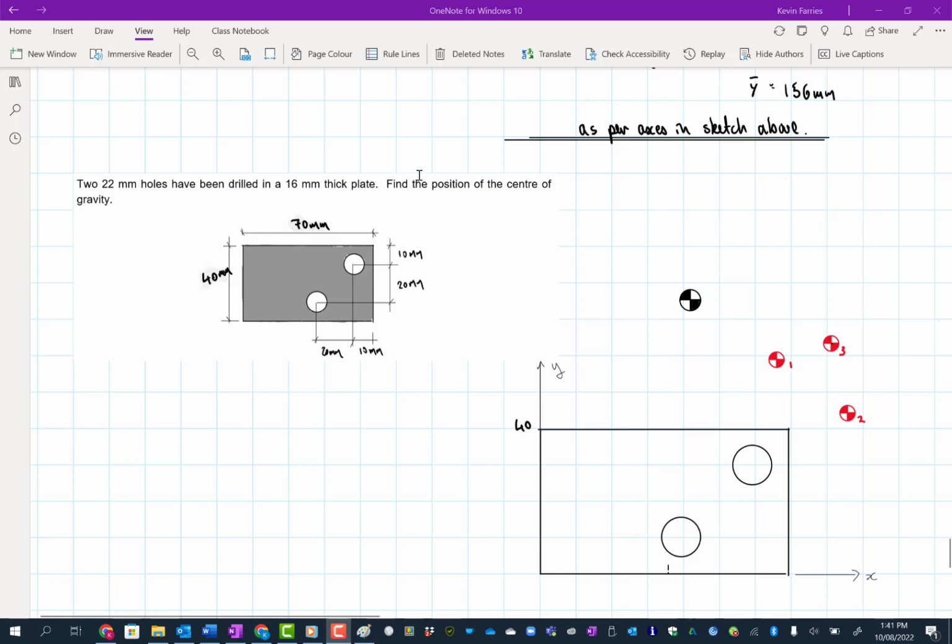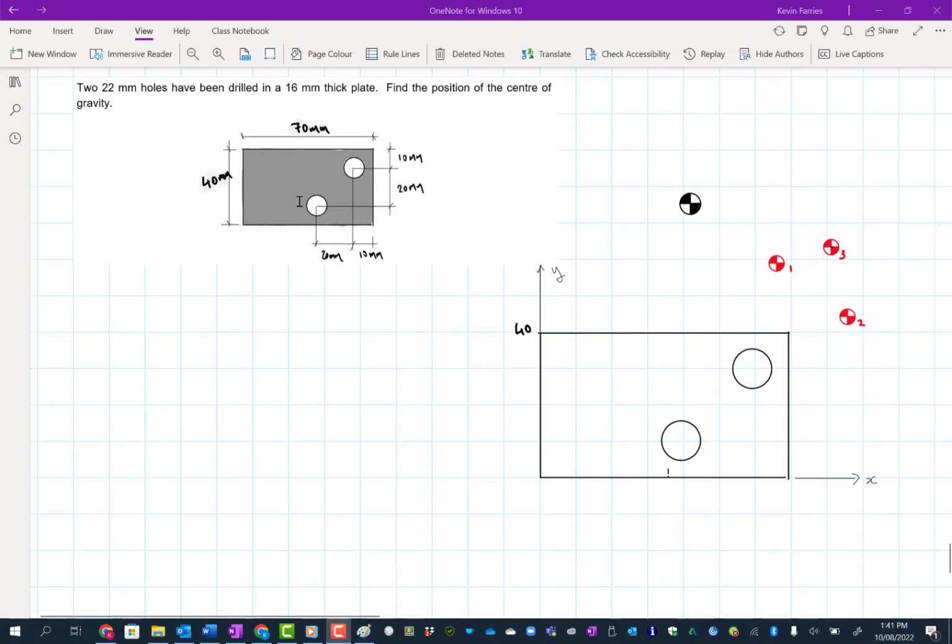Okay, this problem is a little bit similar to the last one. So again, we're looking at a plate with a constant thickness and we're assuming it's got constant density. So therefore we can use the equation for finding the centroid of a composite shape using the formula that's got area in it. If it wasn't constant thickness or it wasn't constant density, then we wouldn't be able to do that. We'd have to use the formula that had either mass or weight. Okay, so we can use that.